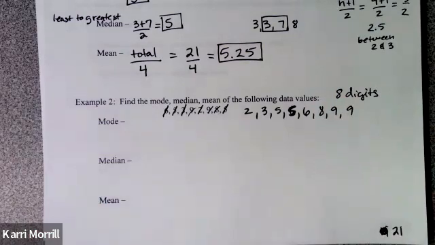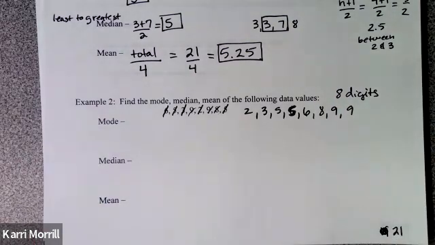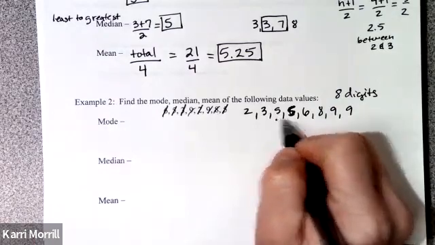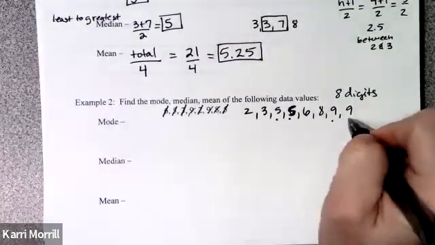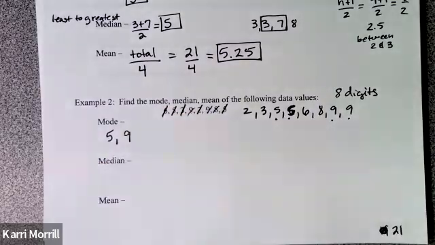So my mode is the number that repeats the most often. And we do have 2 different modes in this case. 5 repeats twice, and so does 9. So we would say the mode would be 5 and the number 9, both.